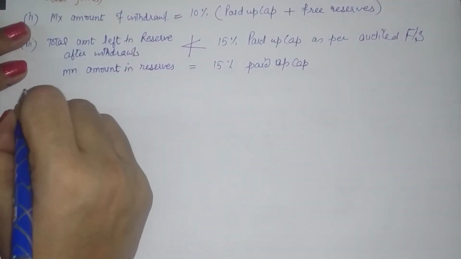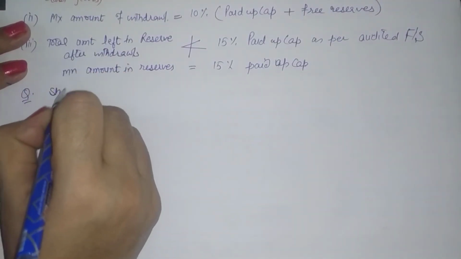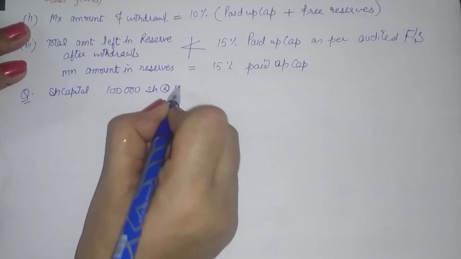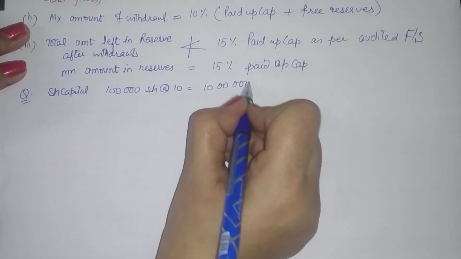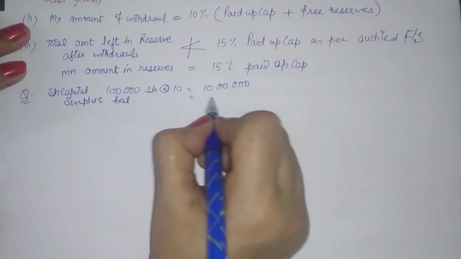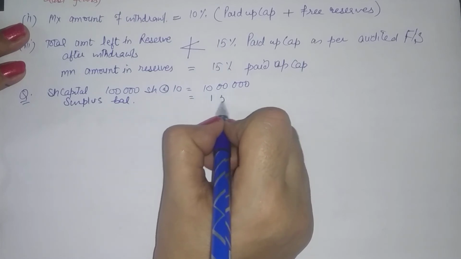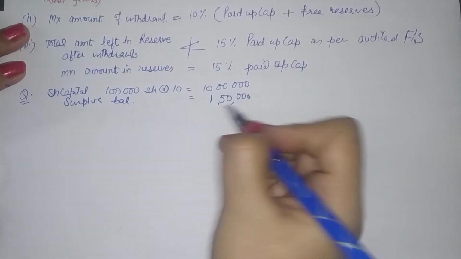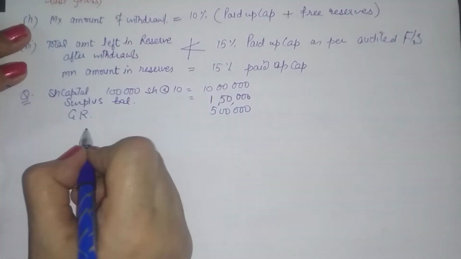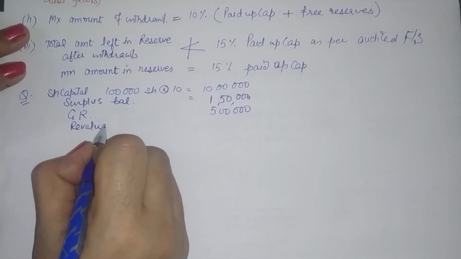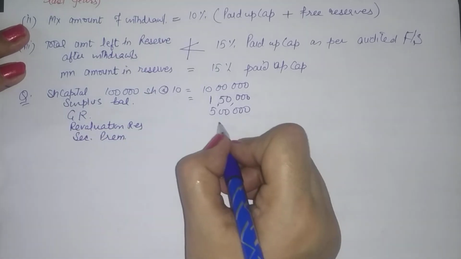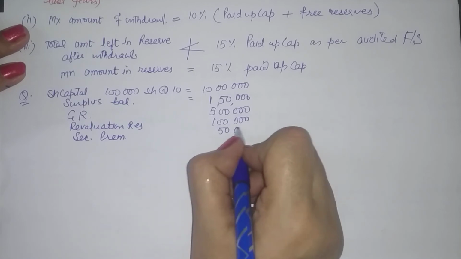Now consider a question. Suppose a company is having share capital of 1 lakh shares of 10 rupees each, that is, its capital is 10 lakh rupees. It is having a surplus balance of say 1,50,000 rupees. Okay, it has a general reserve of 5 lakh. It has a revaluation reserve and securities premium of 1,50,000 each, right?